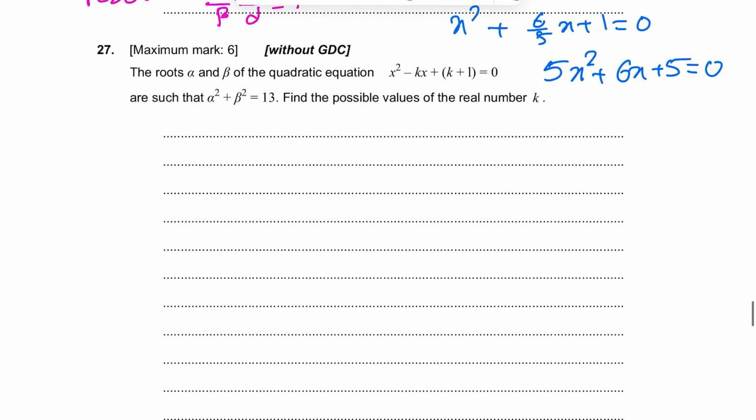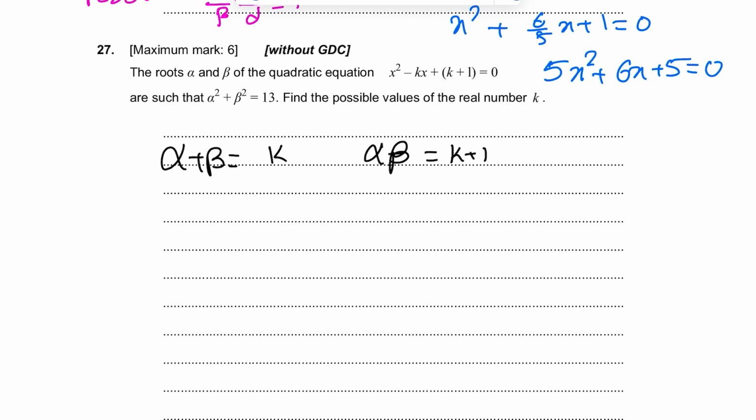Question number 27. The roots alpha and beta are the roots of the equation, and such that alpha square plus beta square is 13. Find the real value of k, all the possible values of k. So sum of the roots. What is the sum of the roots? Minus b upon a. Product of the roots, c upon a.